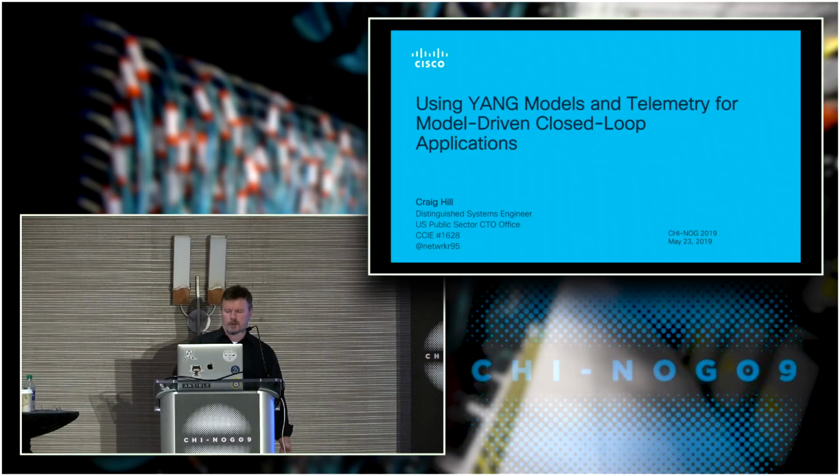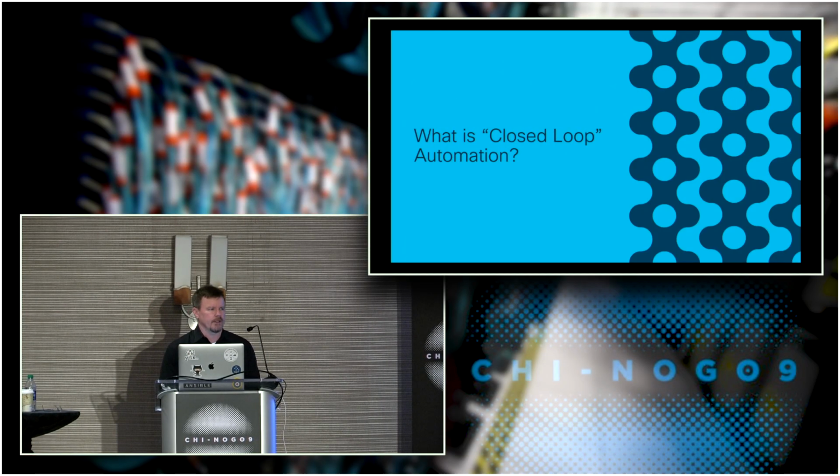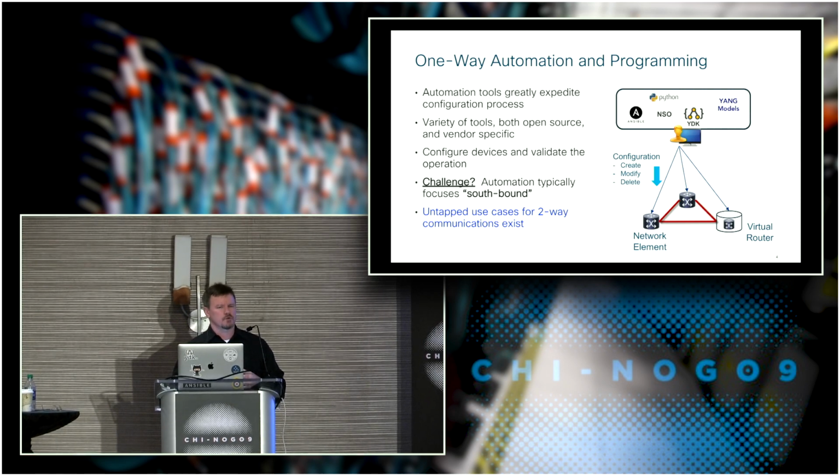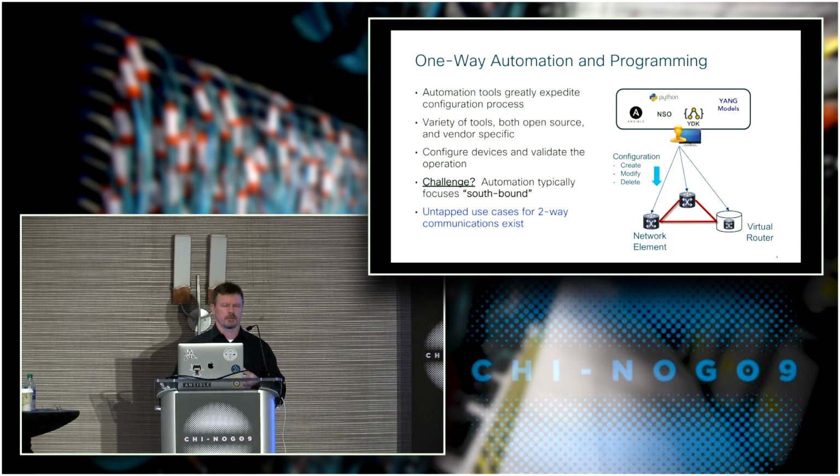Okay, so what is closed-loop automation? If you look at the way that we've really embraced, especially as operators, this whole idea of automation, I think we're moving along. While some of the challenges were brought up today, I thought some of the discussions earlier were outstanding around programmability, automation, orchestration. And I think we're moving in the right direction.